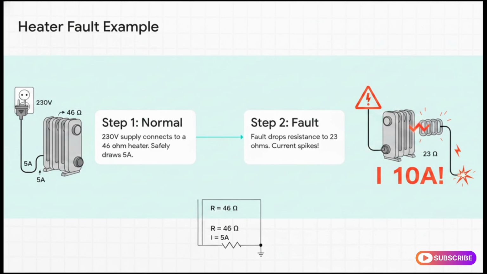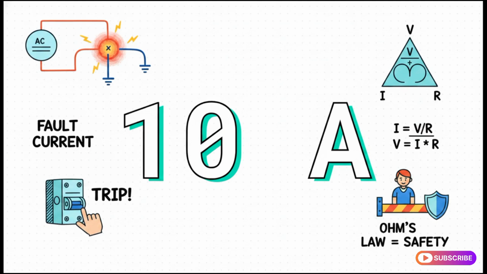But now imagine step 2. A dangerous fault occurs inside the device. Maybe a wire melts and shorts out part of the heating coil, dropping the heater's resistance completely in half, down to 23 ohms. What do you think happens to our current? 10 amps. It immediately spikes to double the normal amount.